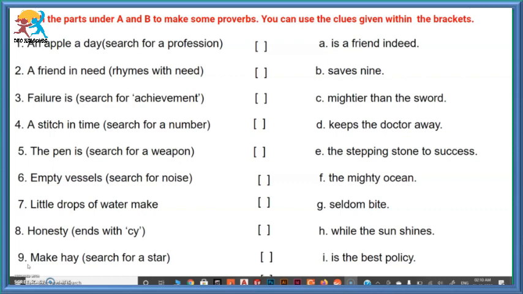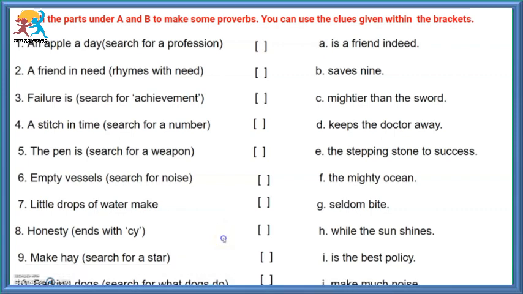An apple a day. You need to search for a profession. Here I find it's doctor. Now the answer is D. An apple a day keeps the doctor away is the proverb. Next, a friend in need, rhymes with need. So you need to give the same word which rhymes like need. Yeah, indeed. Very good. So now the proverb becomes a friend in need is a friend indeed. Failure is, search for achievement. Achievement means success. Yes, the answer is E, and the proverb is failure is the stepping stone to success.